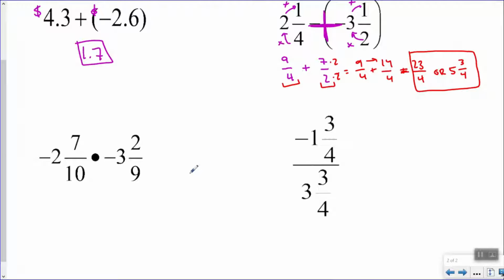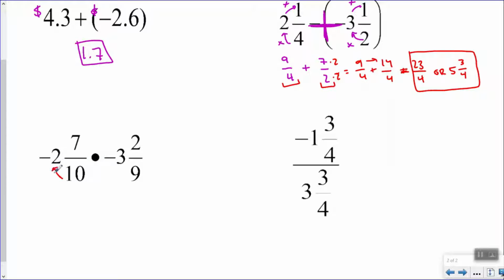Remember that when we multiply, we need to turn each of these into improper fractions. So go ahead, pause the video, turn these into improper fractions, and multiply. Then see if you can select the correct answer on the Edpuzzle. Alright, let's see how you did.